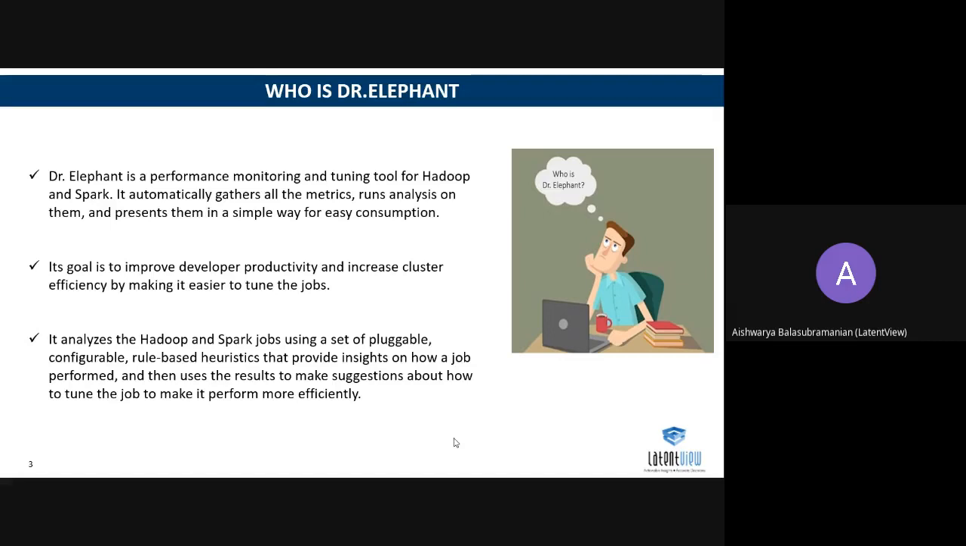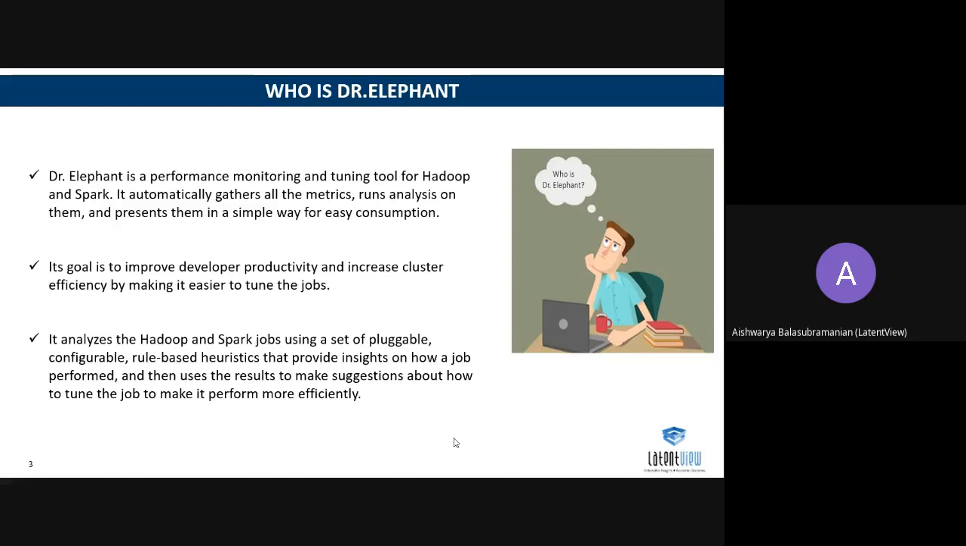Which means the first time I'm running my job with my own set of parameters. Dr. Elephant will act after my job has completed. It will not interrupt during the time of your run. Only once your job has completed does it come into the picture. It gathers all the metrics, parameters and configurations you have used for your job, and runs a set of heuristic rules which are already there. So there are a set of predefined rules, and on the basis of those rules, it will give you a diagnosed report.